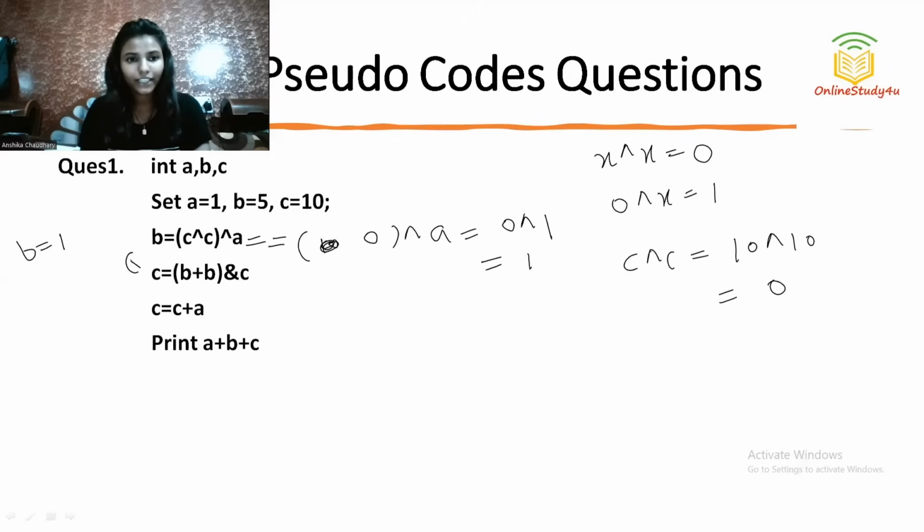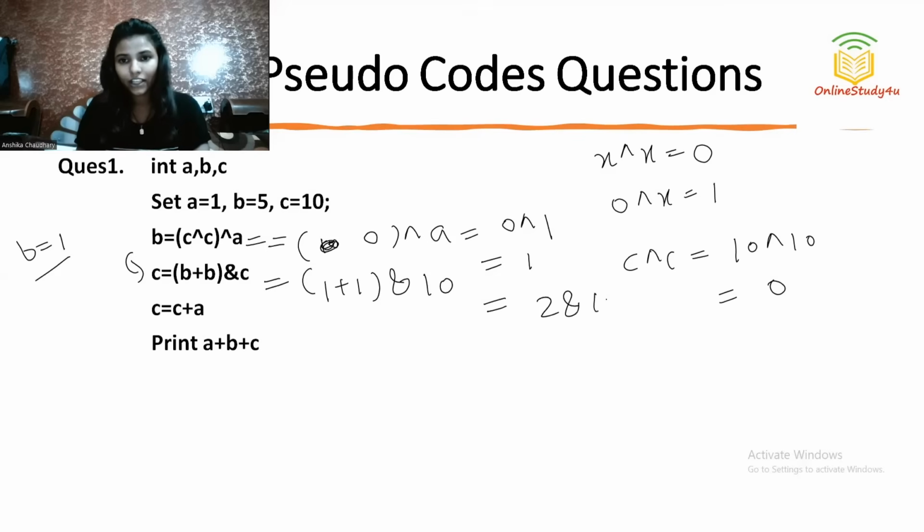Now coming on to the next line, c is b plus b. So what is the b value now? The b value is 1, so 1 plus 1, and the c value is 10. Now 2 and 10. So what is this operation? This is bitwise AND. So we have to convert these digits into binary form. So what is the binary form of 2 and 10?